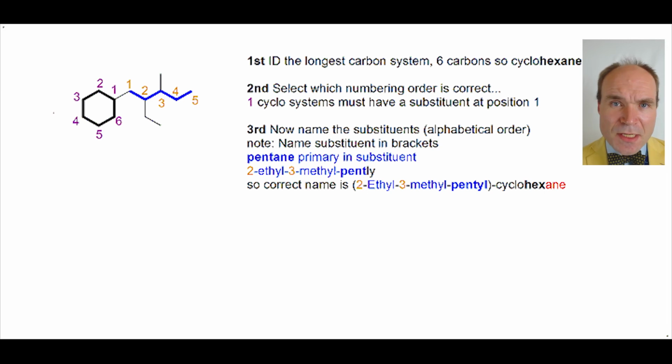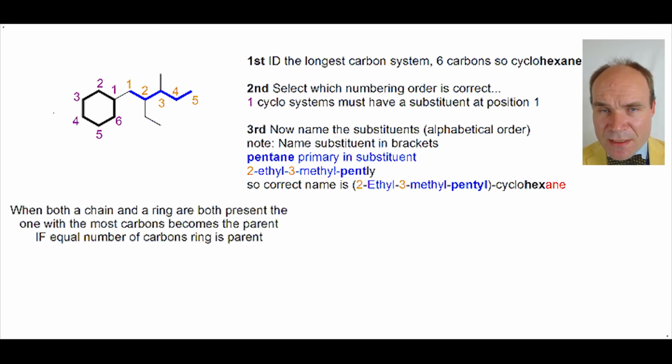Okay, so we've seen when we're dealing with rings and chains, it's a simple question of which has the more contiguous carbons. That will be the parent system. But if the ring and the chain both have the same number of contiguous carbons, well, you've got a draw. But the rule says the ring will be the parent system.